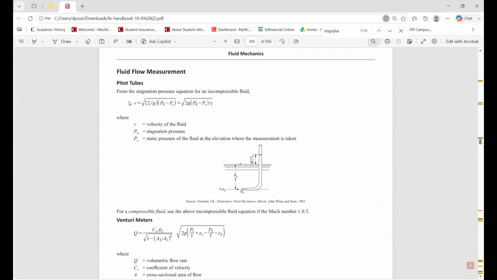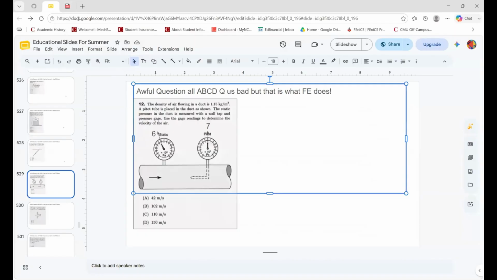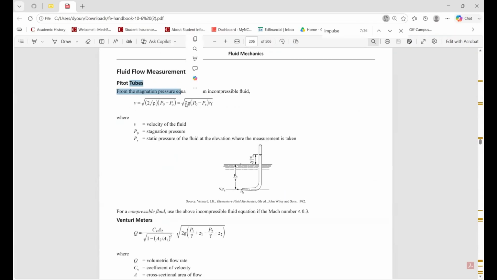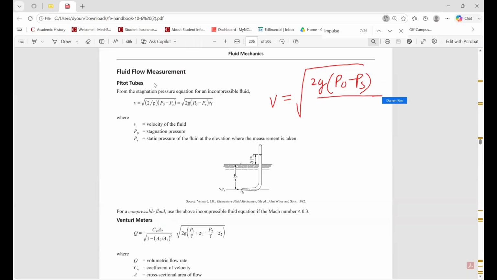This is called a pitot tube, which measures stagnation pressure. And basically, this is the formula. So it is V equals square root of 2 times (P0 minus Ps) over rho g. And that is how you do it. And you can see P0 is over here. That's correct. And then Ps is over here, and then V is over here. That makes sense. That's correct.